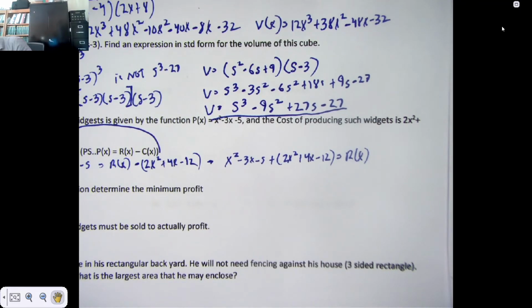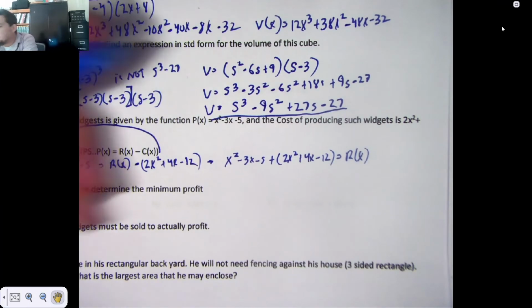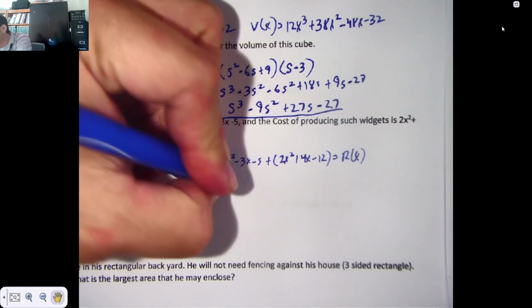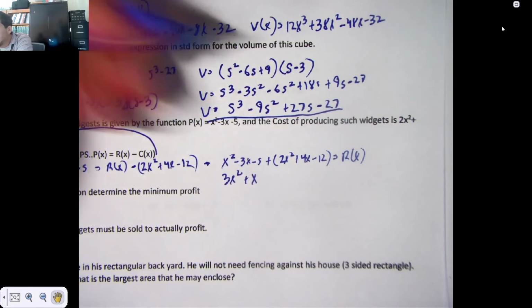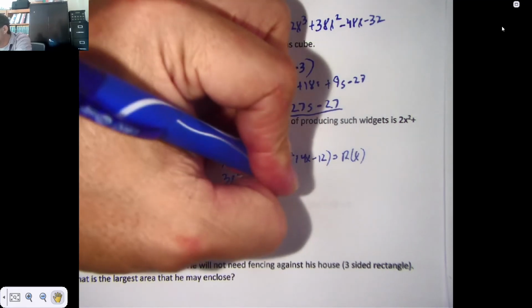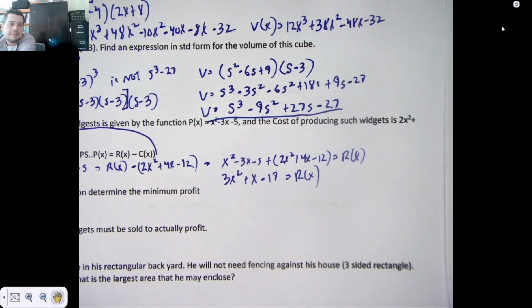Sadly, still sick. x squared plus 2x squared is 3x squared. Negative 3x plus 4x is x. Negative 5 plus a negative 12 is negative 17. And that's my revenue as a function of x.